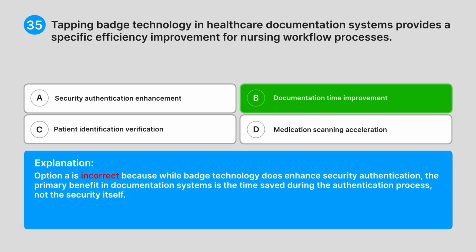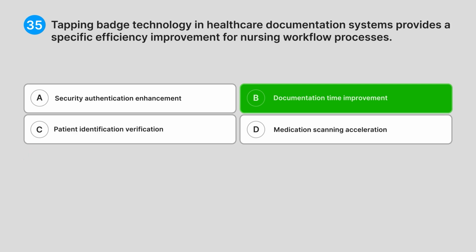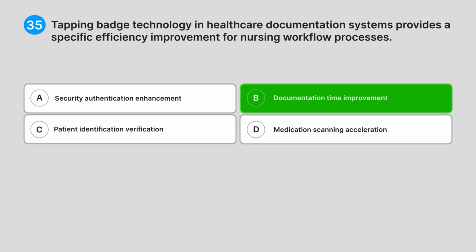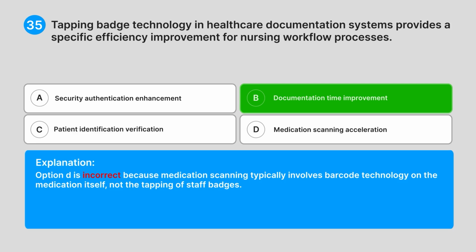Option A is incorrect because while badge technology does enhance security authentication, the primary benefit in documentation systems is the time saved during the authentication process, not the security itself. Option C is incorrect because while badges can be used for identification, in documentation systems, they primarily identify the staff member, not the patient. Patient identification usually involves other methods. Option D is incorrect because medication scanning typically involves barcode technology on the medication itself, not the tapping of staff badges.